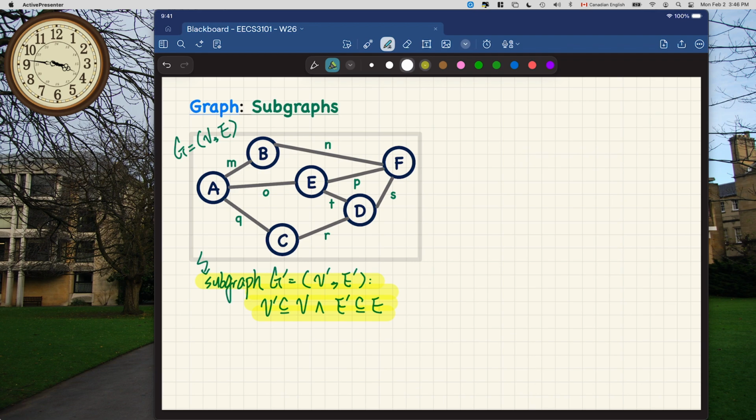So subgraph number 1. Put it here. Number 1. So it could be that G prime. Okay, let me just say G1. G1 will be just the empty graph, where empty will be a subset of any V. And also empty edges will be the subset of any E as well. So this will be the minimum possible subgraph.